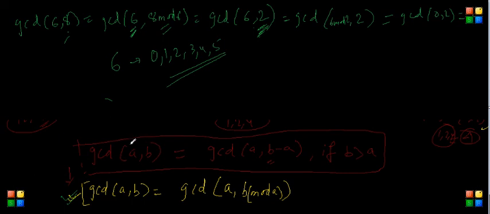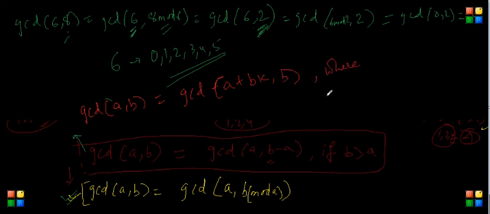Now there is another way of looking at Euclid's algorithm. I can also write this equation: GCD of A comma B is equal to GCD of A plus BK comma B, where K is any integer. So I can also write GCD of two numbers A and B as the GCD of the first number plus or minus K times the second number, comma the second number.